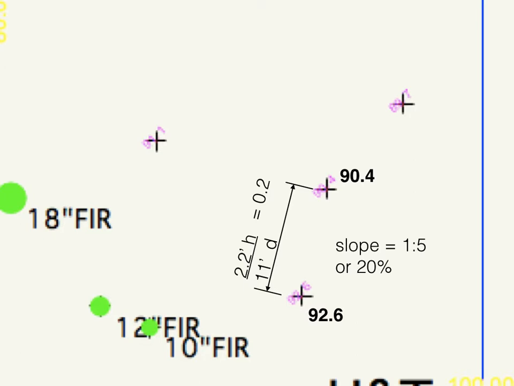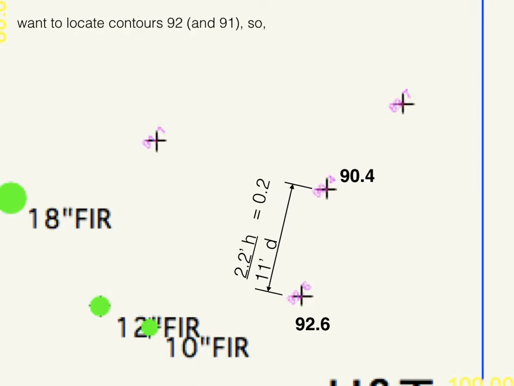So we've calculated that, and then how do we use that to ascertain where those contour lines are? We want to locate those two contour lines. So first we set up just a little equation. The top of the fraction is the change. We want to go from 92.6 and figure out where the 92.0 contour is. So the difference between those is 0.6 feet. And we want a ratio between that, and we want to know what percentage that is of the overall change in height, which is 2.2 feet.